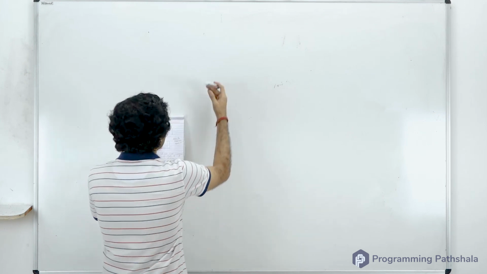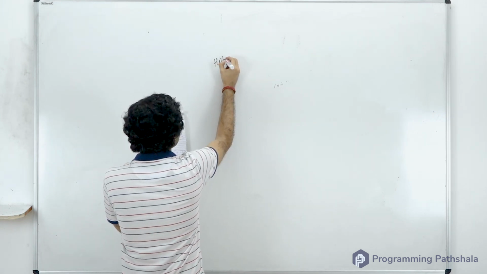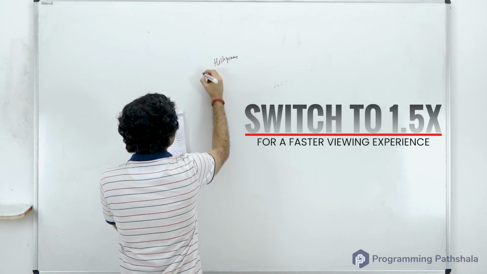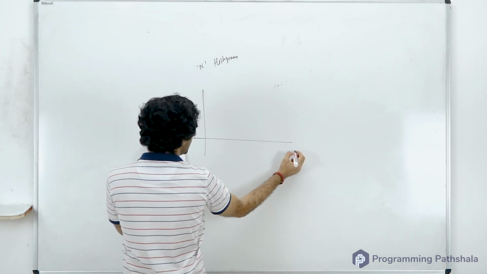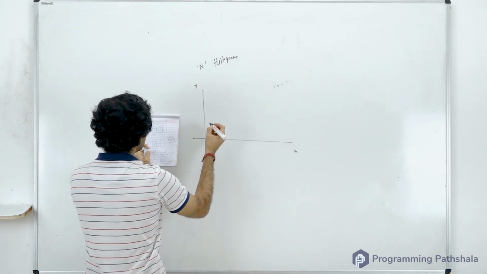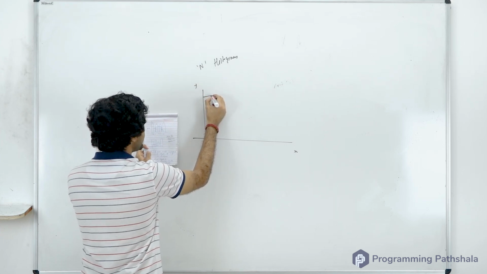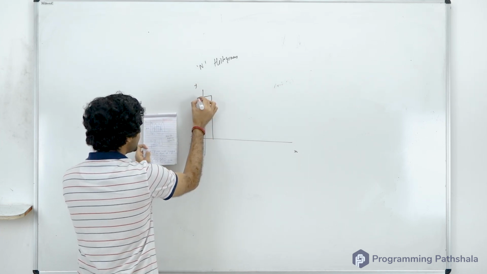So there are certain histograms. Let's say there are n histograms. Okay, so you know what a histogram is, right? Let's say there is an xy axis. So histograms are like piles. Let's say this has a height of 6.